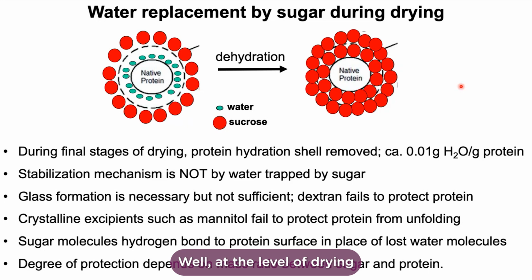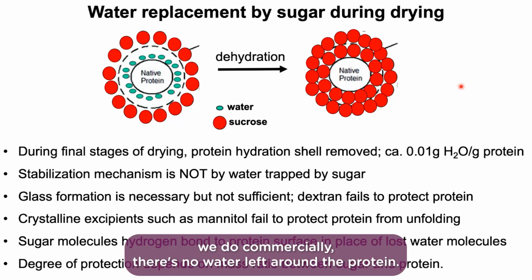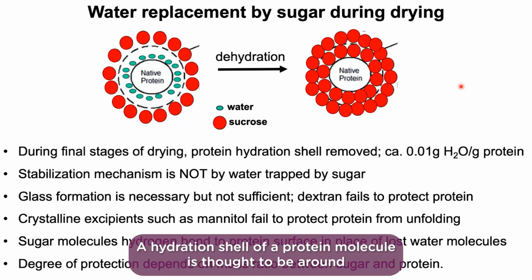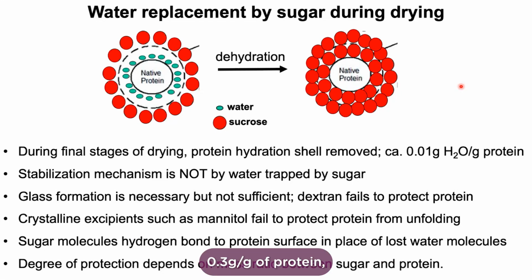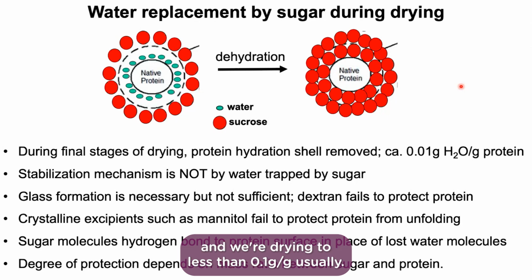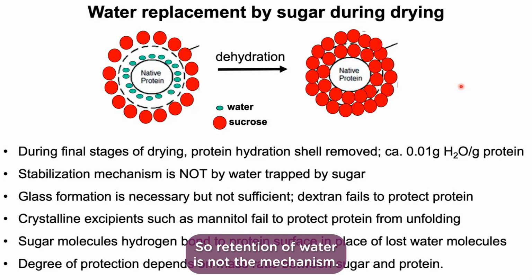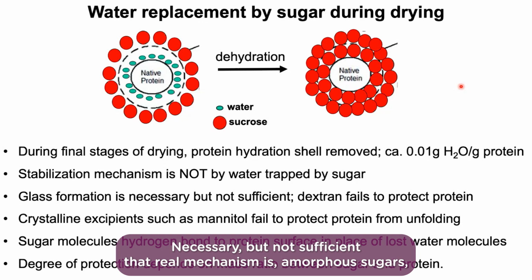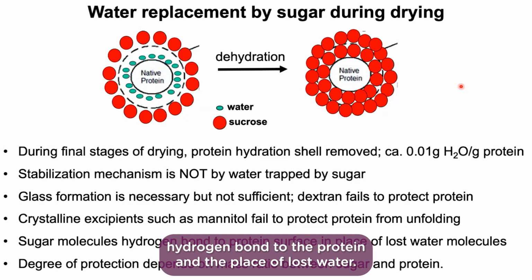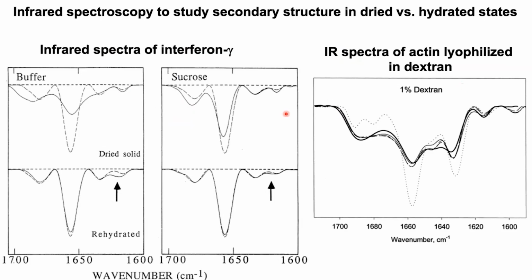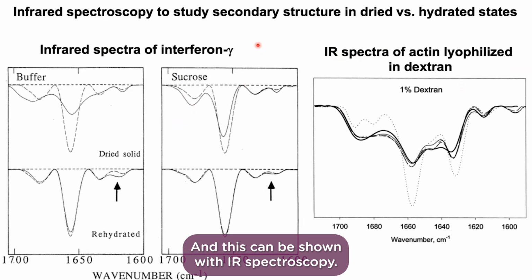Well, at the level of drying we do commercially, there's no water left around the protein. A hydration shell of a protein molecule is thought to be around 0.3 grams per gram of protein, and we're drying to less than 0.01 gram per gram usually. So retention of water is not the mechanism. Glass formation is important, necessary, but not sufficient. The real mechanism is amorphous sugars hydrogen bond to the protein in the place of lost water. And this can be shown with IR spectroscopy.